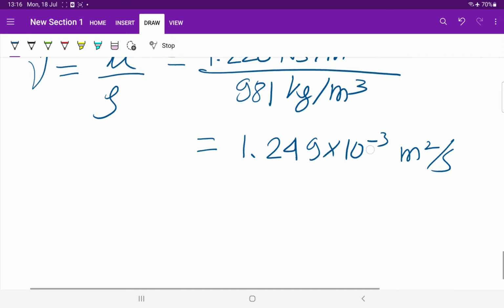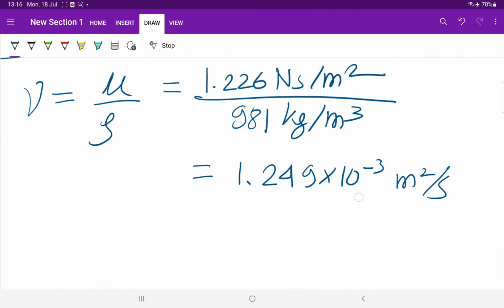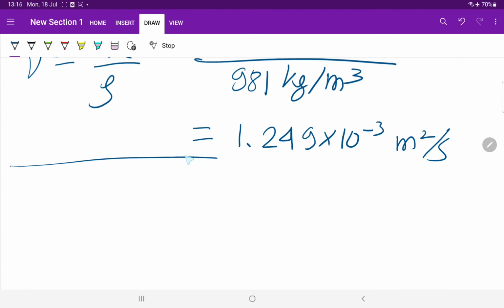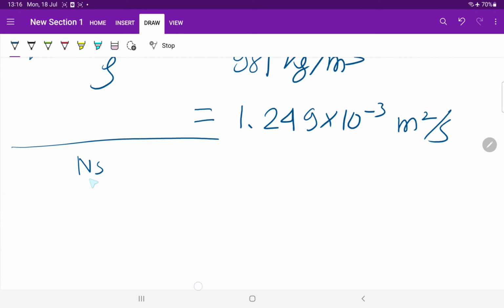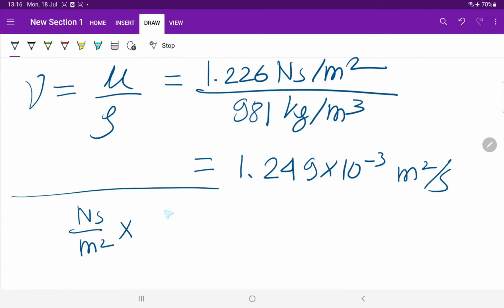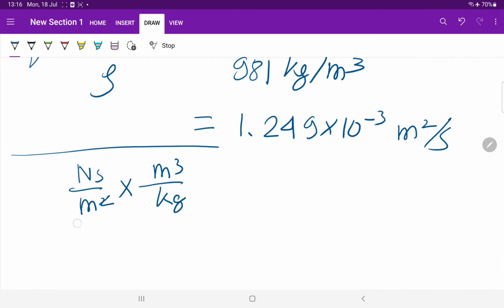And if you want clarity about how this unit came, I am willing to show you, because a clear concept is always very important, though it is not important from the exam point of view, just for clearing your concept. So Newton second per meter square is the unit, right? And this unit, kg per meter cube, is down, so meter cube by kg. First of all, meter and meter will cut, so meter will remain. So it is Newton second meter by kg.